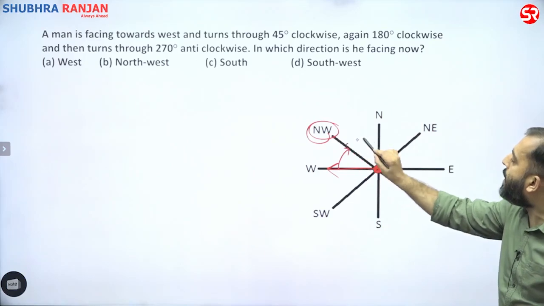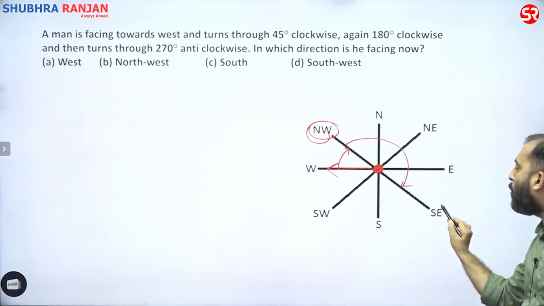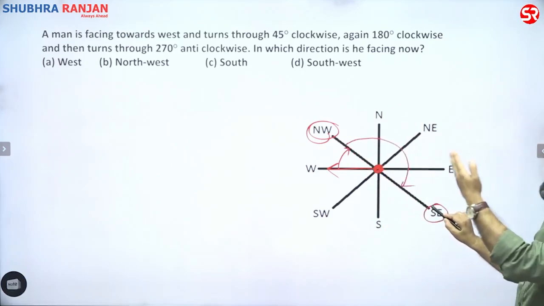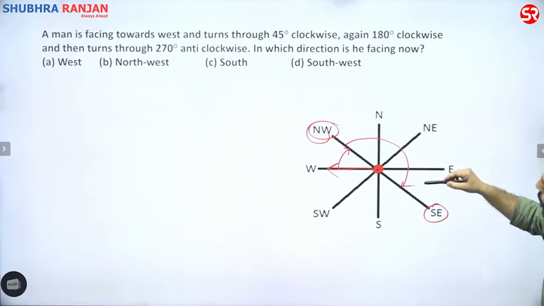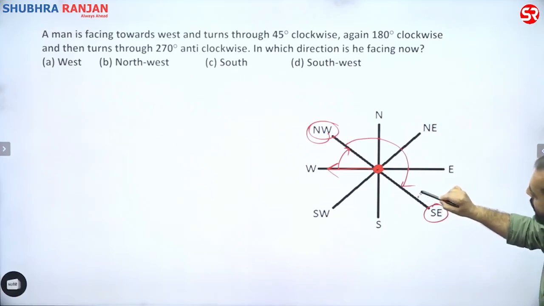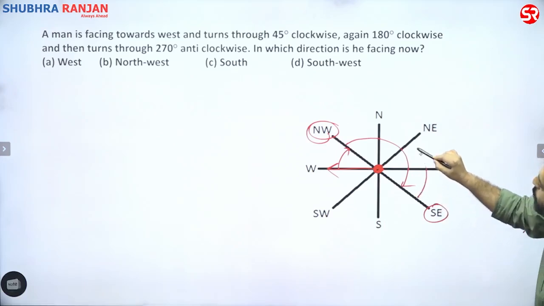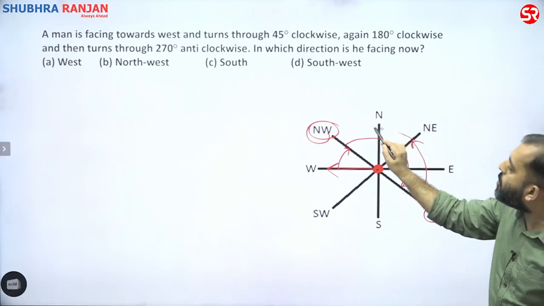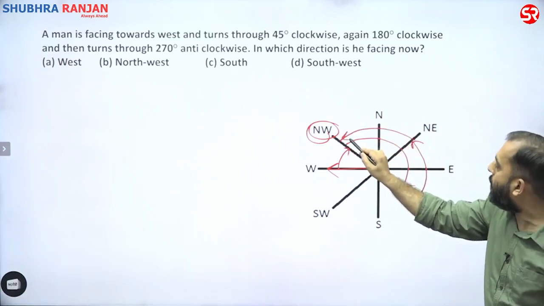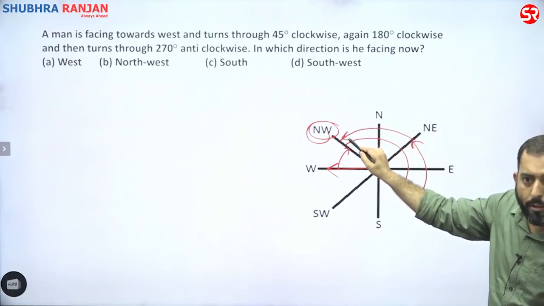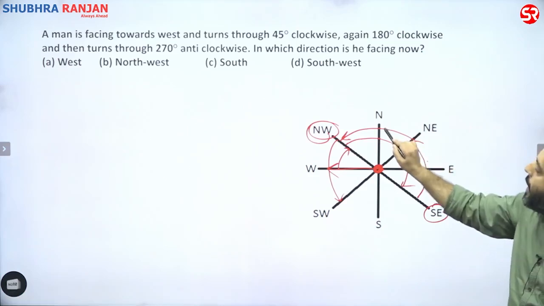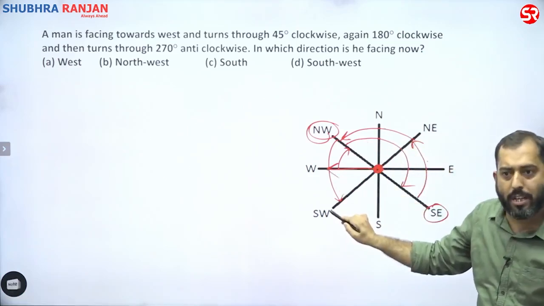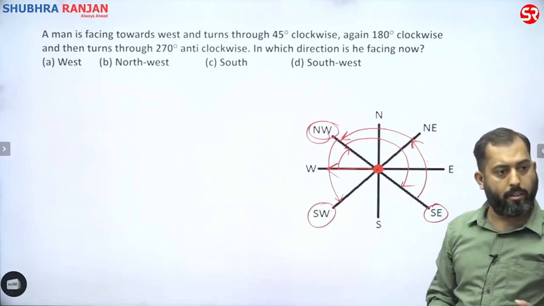And then 180-degree clockwise again. From here, 180-degree clockwise means southeast, and afterward 270-degree anti-clockwise. See, from southeast to northeast it is 90-degree, then northeast to northwest it is 90 again, and then northwest to southwest, so 90 here, 90 here, 90 here, total angle is 270, and finally that man is at southwest.